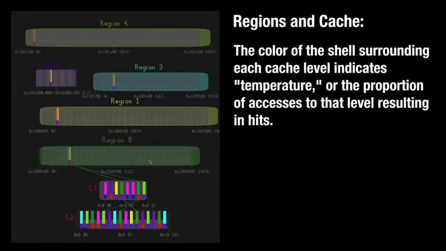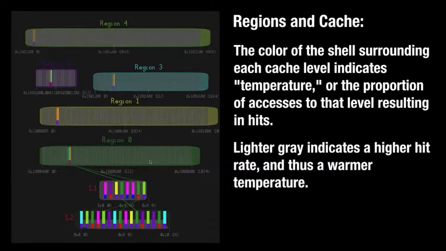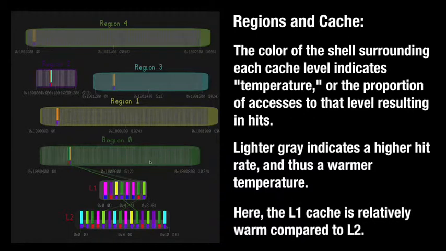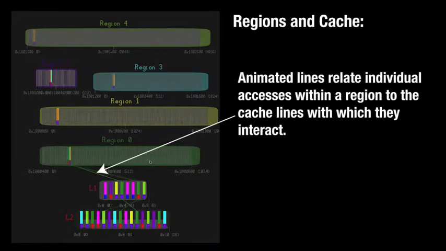The color of the shell surrounding each level indicates temperature, or the proportion of access to that level resulting in hits. Lighter gray indicates a higher hit rate, and thus a warmer temperature. Here the L1 cache is relatively warm compared to L2. Animated lines relate individual accesses within a region to the cache lines with which they interact.